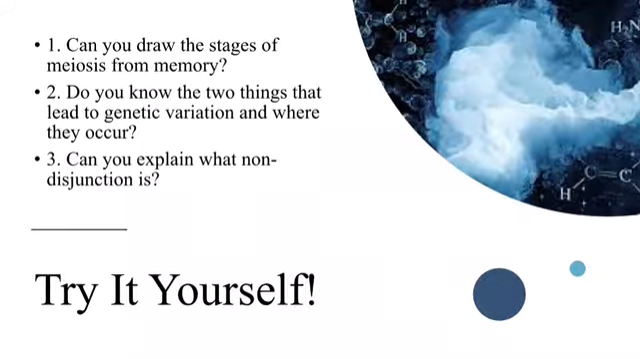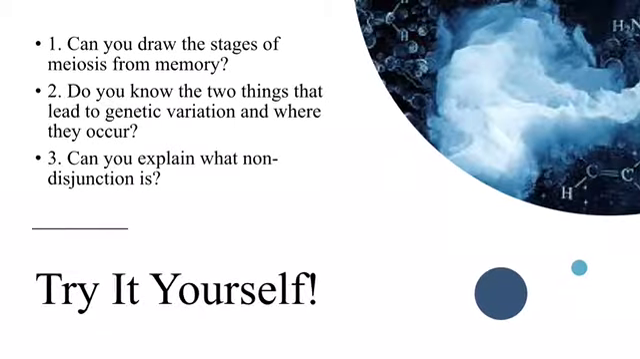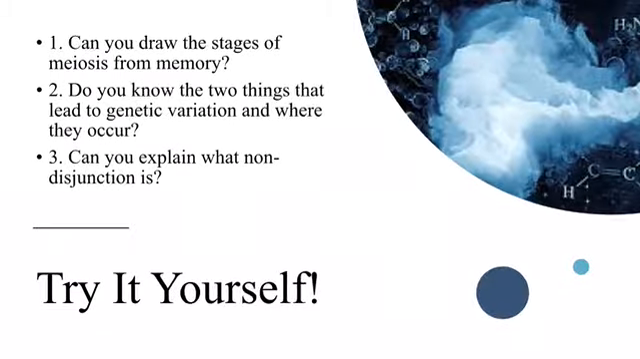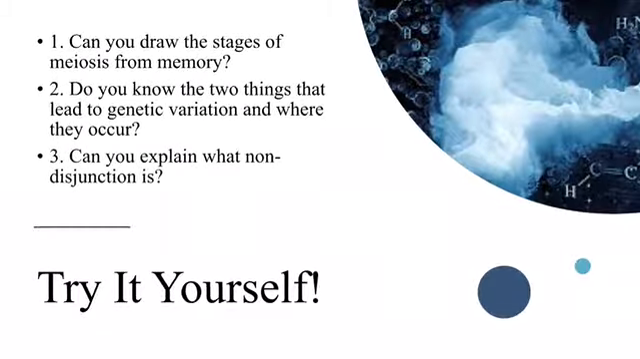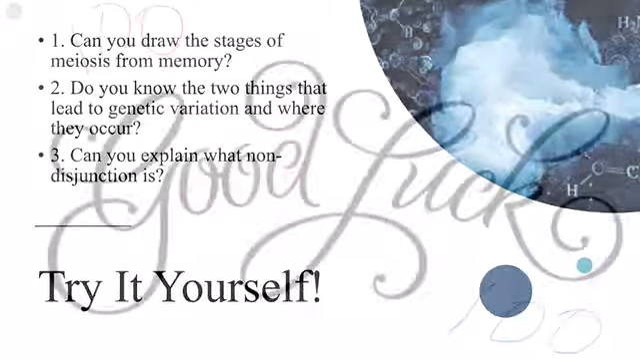So can you draw these stages of meiosis from memory? Do you know the 2 things that lead to genetic variation and where they occur? Can you explain what non-disjunction is?